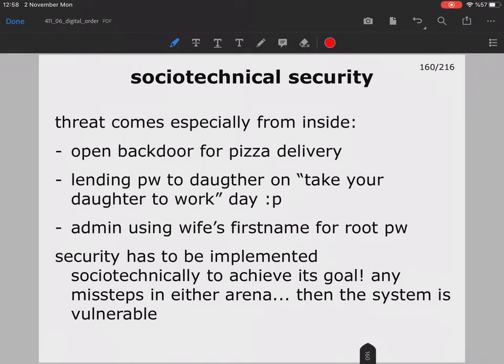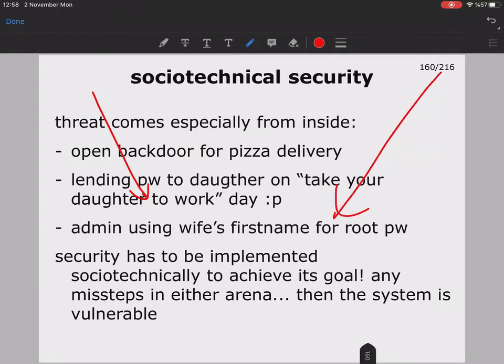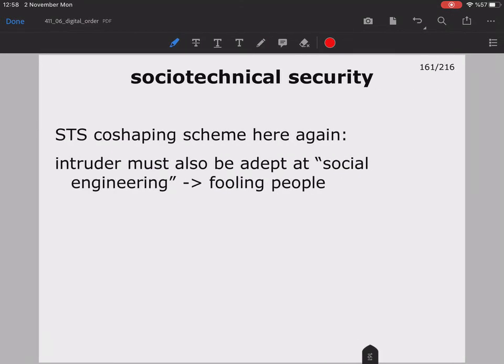So security has to be implemented sociotechnically to achieve its goal. Really, any missteps in either arena, like a flaw in the technical side, again it's a problem. If you have a flaw in the social side, again you have a problem, which makes your system vulnerable in the end. So the sociotechnical systems co-shaping scheme is important again. An intruder must also be adept at social engineering, which results in fooling people.